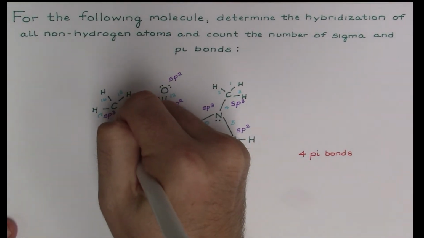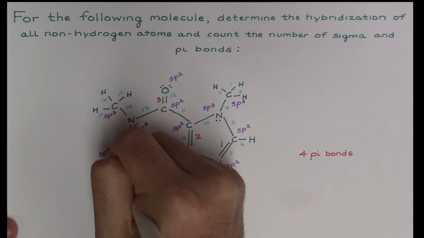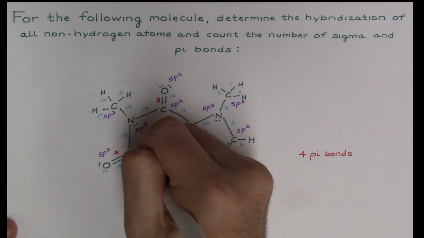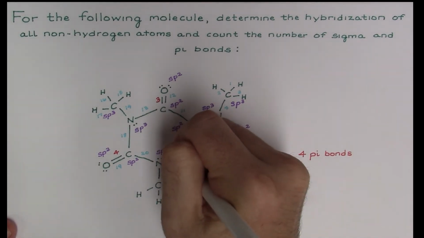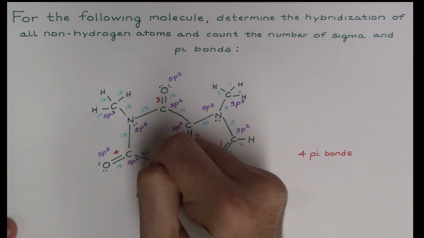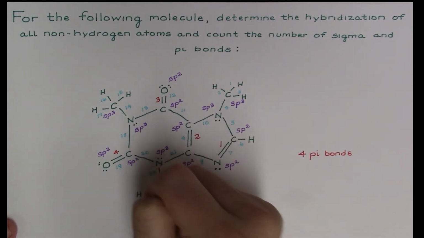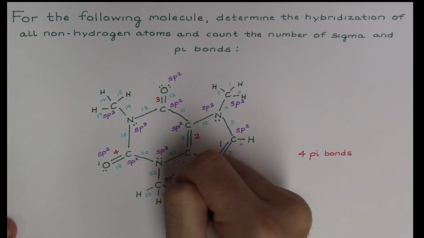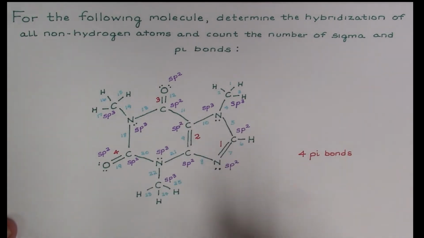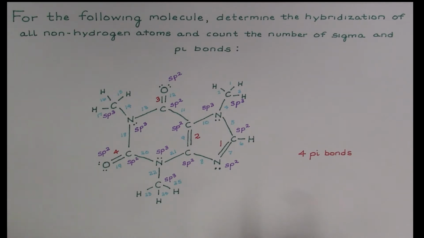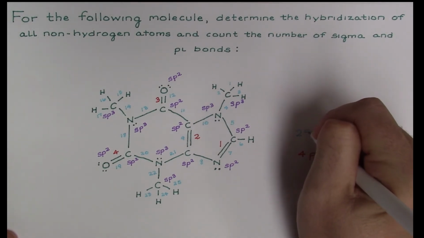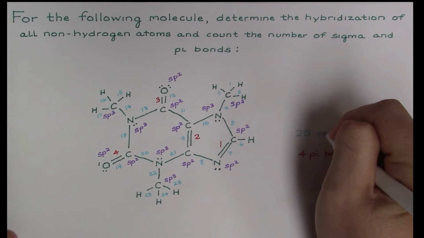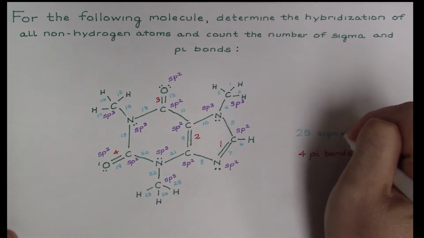We have 18 connecting the nitrogen to the carbon, 19 connecting our carbon to oxygen, 20, 21 connecting our nitrogen to carbon, 22, and then finally 23, 24, and 25 connecting our hydrogens. As you can see in this molecule, I have all single bonds counted, as well as also counting part of our multiple bonds, because there is a sigma bond in every multiple bond. This will give us 25 sigma bonds.